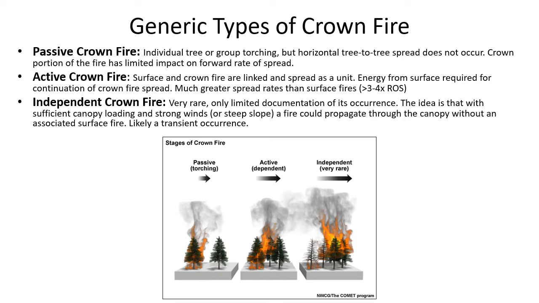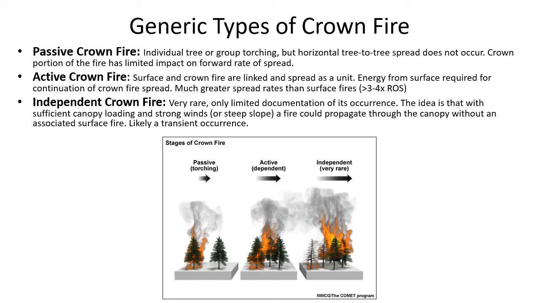So before we get into Van Wagner, just a quick little overview here of some common terms used to describe different types of crown fire behavior. Right, so our passive crown fire is when we've got just individuals, maybe some groups of trees torching. But tree to tree spread, right, horizontal transition of fire from one tree to the other, either doesn't occur or is occurring on a pretty limited basis. And that tree to tree portion of the fire isn't really impacting the forward spread rate.